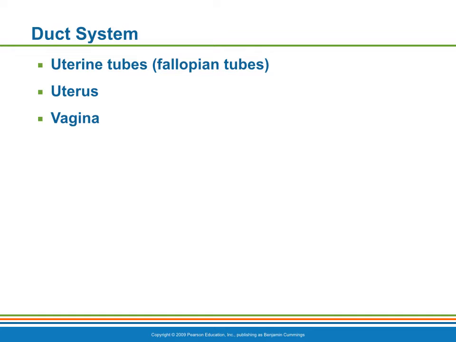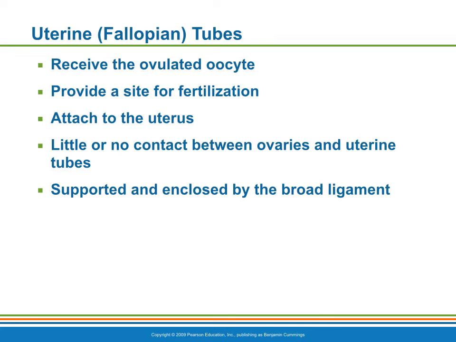Now the duct system here, again, we have the uterine tubes, the uterus, and the vagina. We'll start out talking about the uterine tubes. They receive the ovulated oocyte. It provides that safe site for fertilization to occur, and it's attached to the uterus. But there is little or no contact. Again, make sure you remember that. No contact between the ovaries and the uterine tubes.